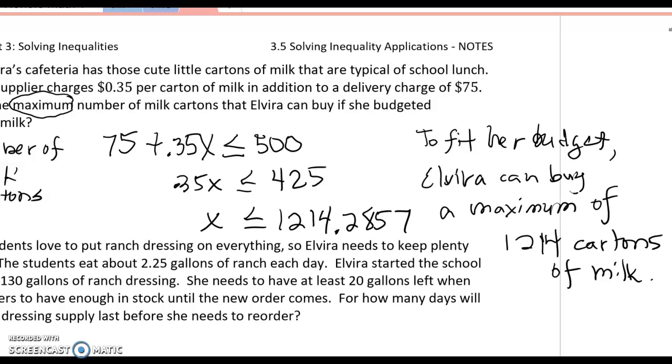Because we're not talking about Elvira buying exactly 1,214 cartons of milk. So we can say she can buy up to 1,214 cartons of milk. She can buy less if she wanted to, because our inequality says as long as she doesn't go over 1,214 cartons of milk, she should be able to fit her budget.